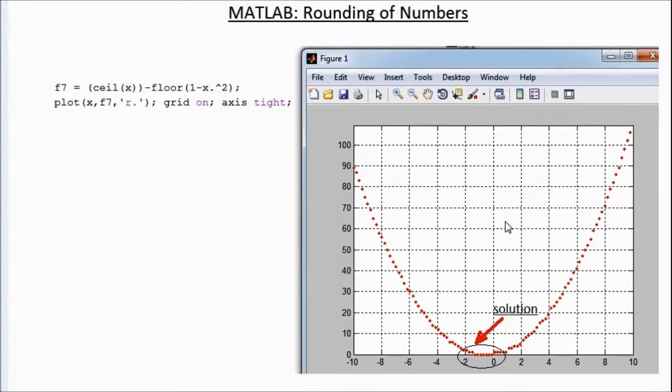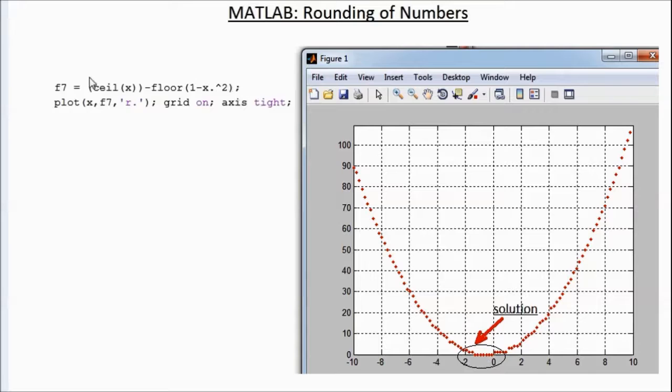Now the function we plot is ceil x minus floor 1 minus x squared. This function does hit 0, and the solution is highlighted here through the ellipse. So those are the points, those are the abscissa values for which ceil of x equals floor 1 minus x squared.